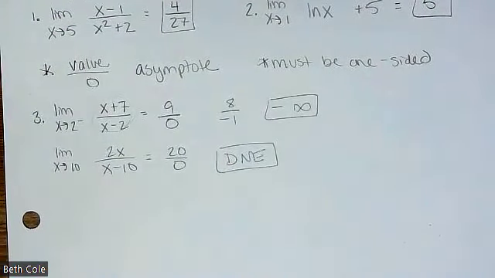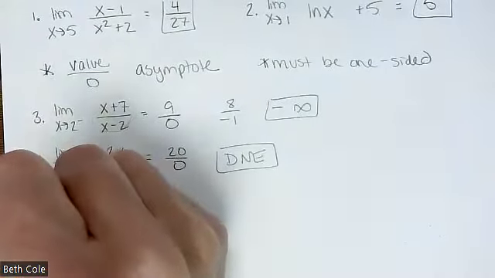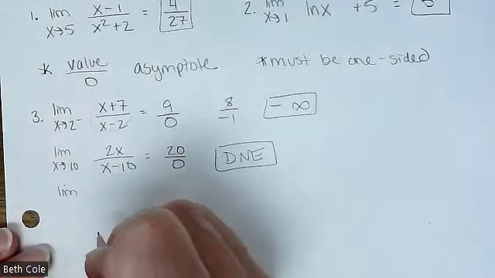You can only get an answer if it's one-sided, because again, with an asymptote, if it comes from both sides, they're never going to be able to touch. They won't meet up. So if it's not one-sided, you can't get an answer. And we'll try one more of these.